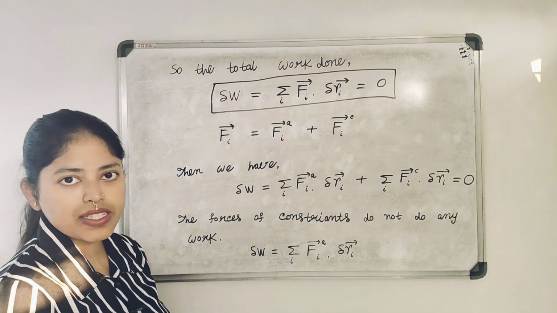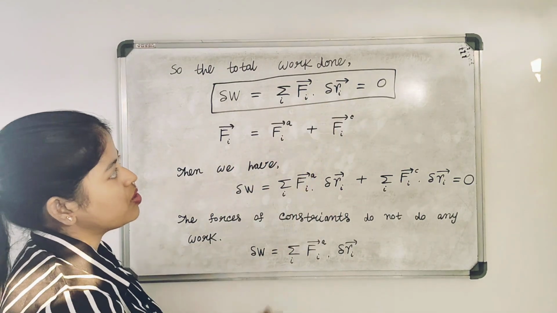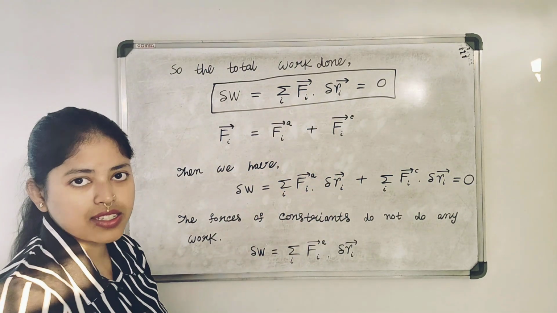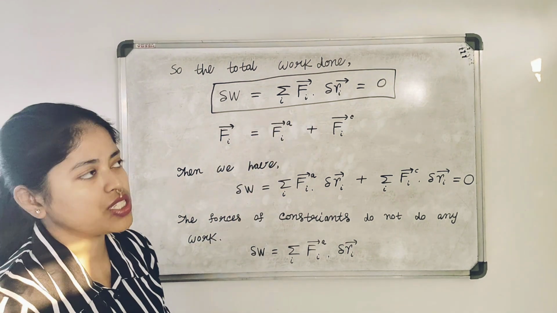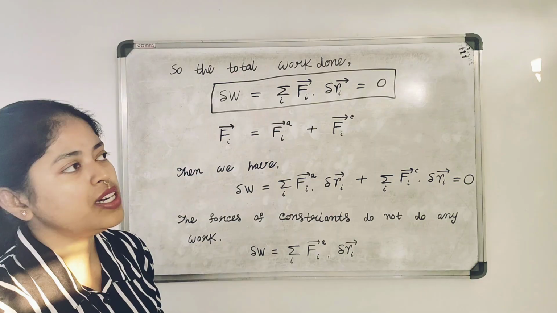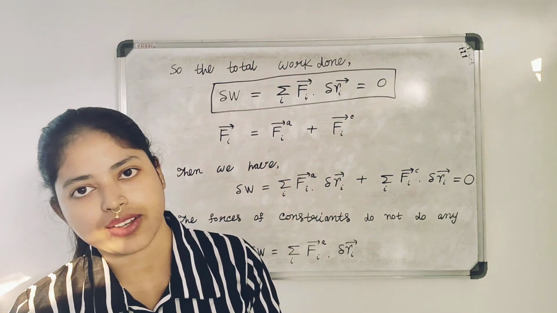So now from the principle of virtual work, we have δW equals 0, or summation over i of Fi(a) dot δri equals 0. So we can use this condition to derive the equations of motion and also the condition for equilibrium for complex classical mechanics problems, and we can simplify our calculations.